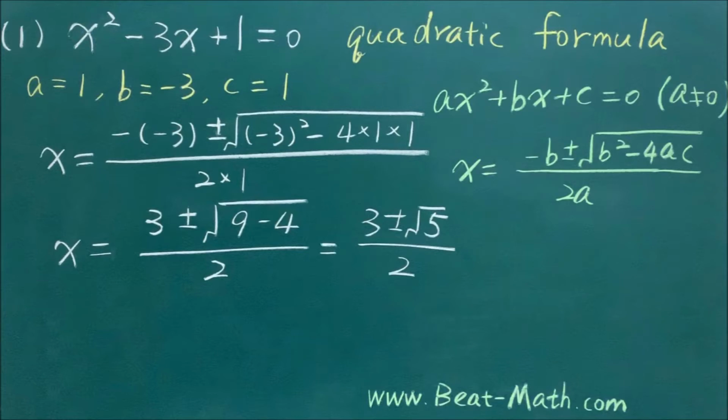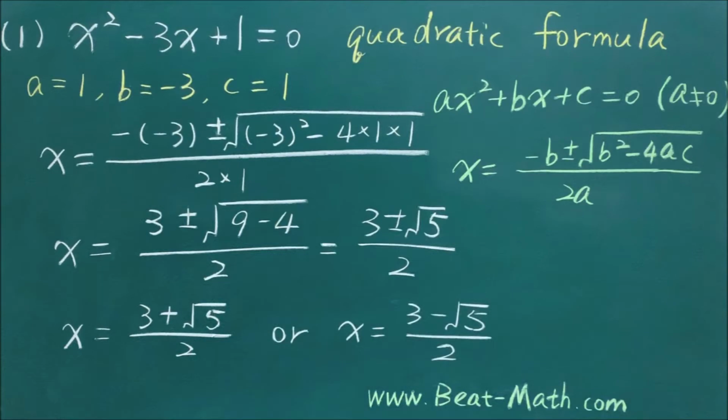That means that this equation has two roots. x equals 3 plus the square root of 5 divided by 2, or x equals 3 minus the square root of 5 divided by 2. If it seems difficult to solve the equation with factoring or completing the square method, just use the quadratic formula directly and you'll get the solution. Quadratic equations can be applied frequently in the real world, so let's look at some examples together.